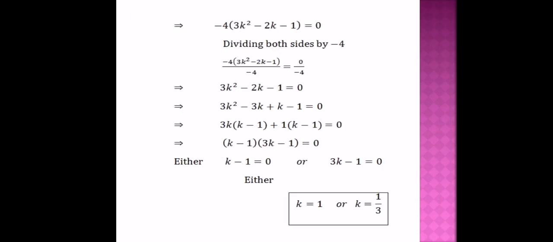to simplify it further. Dividing both sides by minus 4, we just get 3k square minus 2k minus 1 is equal to 0. The obtained equation is quadratic in terms of k, so we can use the factorization method to find out the value of k. After using factorization method, we get k minus 1 into 3k plus 1 is equal to 0. By applying the zero product property, we get either k minus 1 is equal to 0 or 3k plus 1 is equal to 0. So the values of k may be 1 or minus 1 divided by 3.